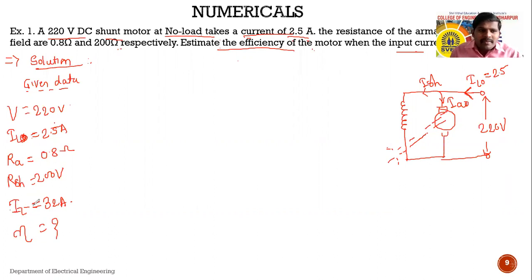See, from the Swinburne test we are able to calculate first the no load losses, that means constant losses. First we calculate the constant losses. Then we calculate the efficiency at that particular load, that means when the current taken from the supply is nothing but 32 ampere. Okay, now see what is to be calculated from this. What can be calculated now? V is there, IL0 is there, what can be calculated?